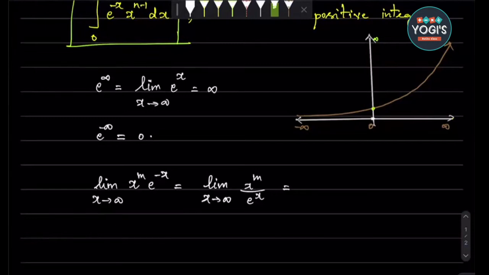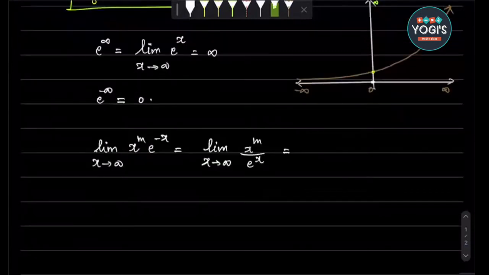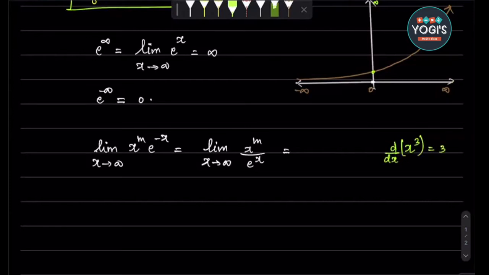If I apply L'Hopital rule and keep differentiating, for example, what is the derivative of x cube, children? d by dx of x cube is 3x square, right? And d by dx of 3x square, if I differentiate again, I get 6x, which is basically 3 into 2 into x, right? And again, if I differentiate, I get 3 into 2 into 1.